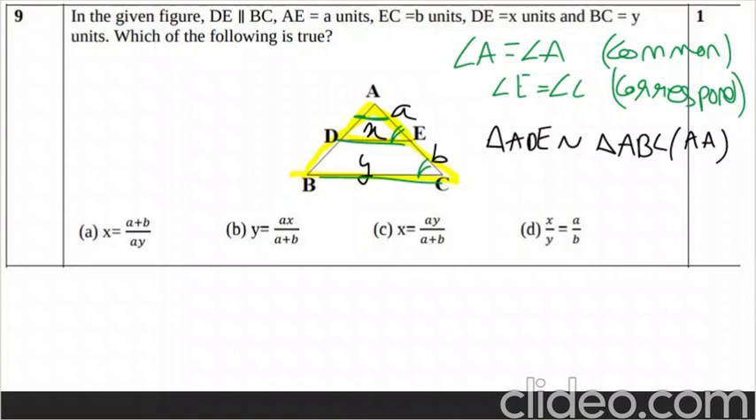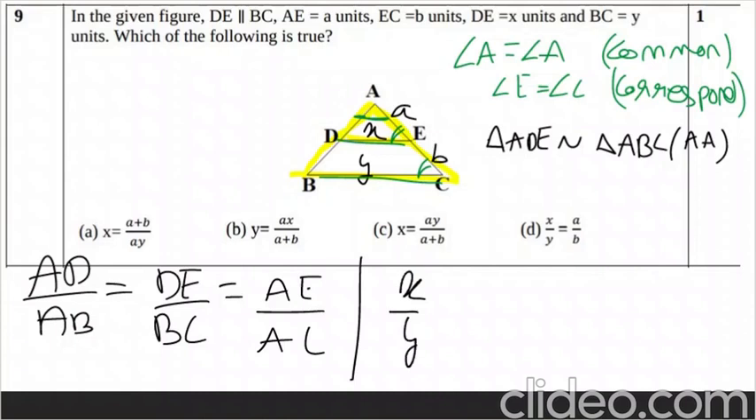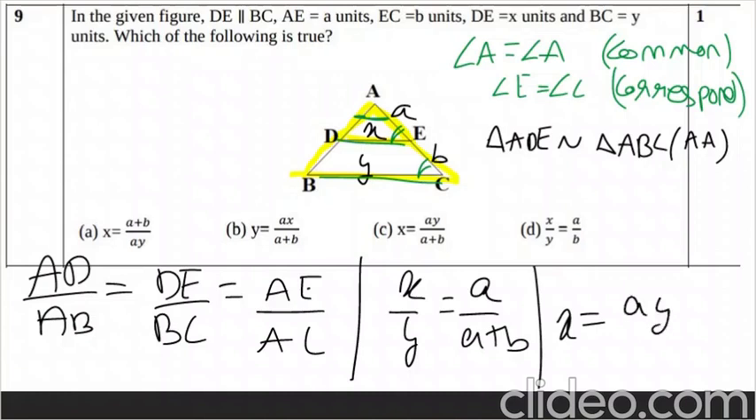Now, using the sides, AD by AB equals DE by BC, and that equals AE by AC. Now using that, we have all the values. x by y equals a by a plus b, that's given. x is my DE, y is my BC, a is AE, and a plus b means the whole AC, right? If I transpose y to the other side, x becomes ay by a plus b. So the correct option is option number C.